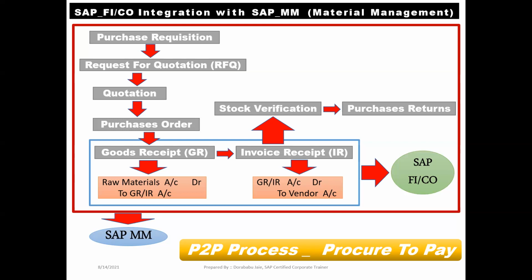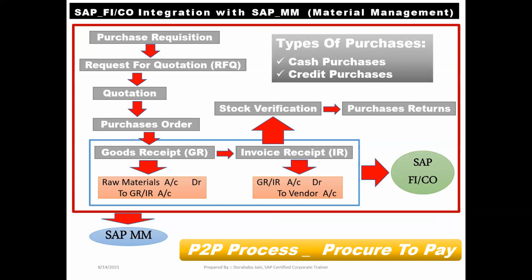Got it? Right. How many types of purchase do we have? We have two types of purchase: one is cash purchase and the second one is credit purchase. Whether it is cash purchase or credit purchase, the process is the same. In the process, we don't have any changes. So in the integration level, we have done part number 1, that is SAP FICO integration with SAP MM, the P2P cycle. Now come on to the second level.